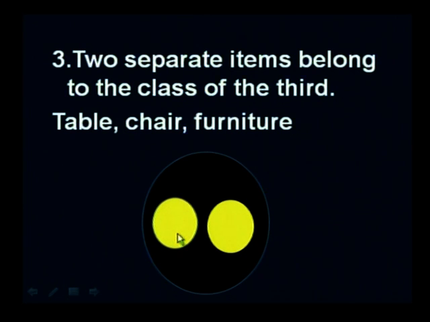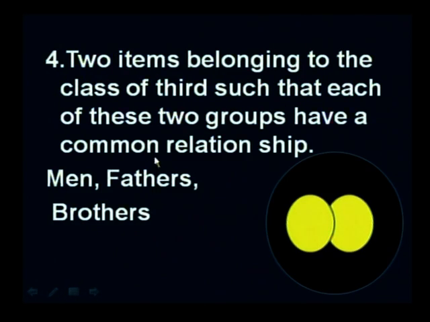Say, for example, these are tables, these are chairs, then together they belong to the main set, which is furniture. In furniture you have many other items, but definitely there are tables and there are chairs. So, this is how two separate items belonging to a class of a third item look in the diagram. You have tables, chairs and then the furniture.